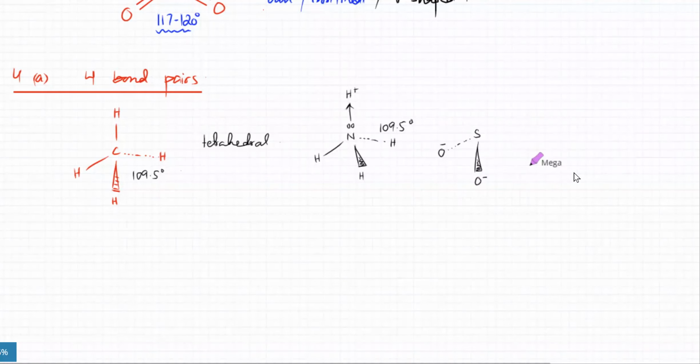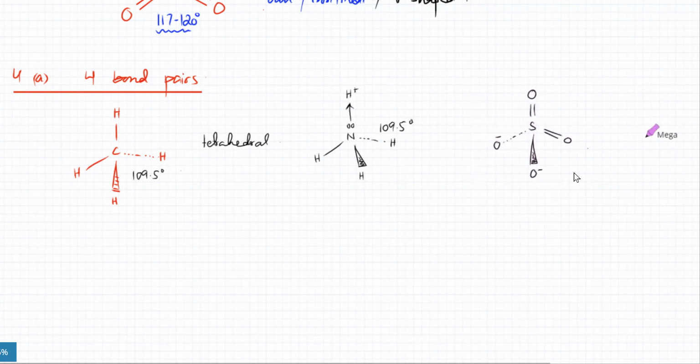It's going to be having 2 O minus 1 ions, and there's going to be a double bond with an oxygen. 1, 2, 3, 4, and there's going to be another double bond with another oxygen. So that is also going to be SO4 minus 2, which would also be tetrahedral because at the end of the day, it has 4 pairs of bonds. And then you'll have variations.